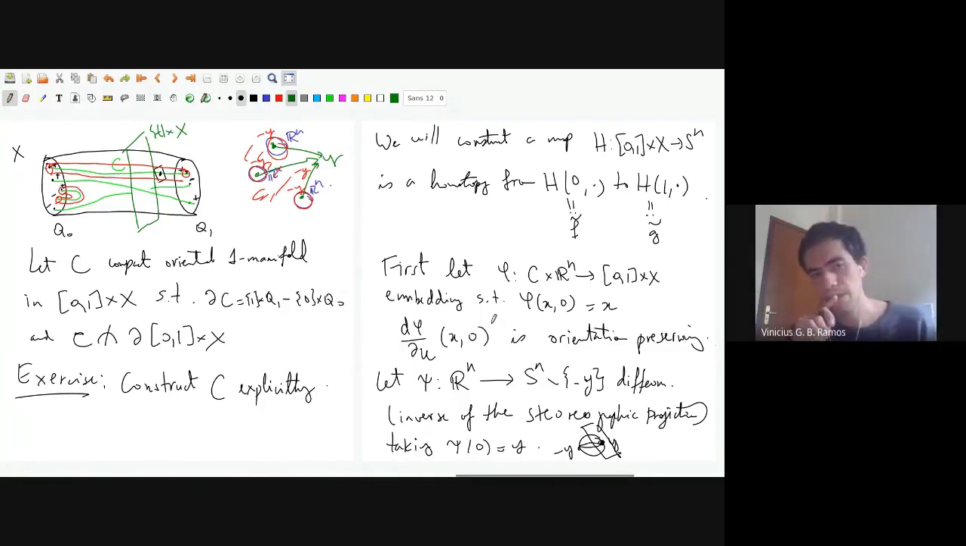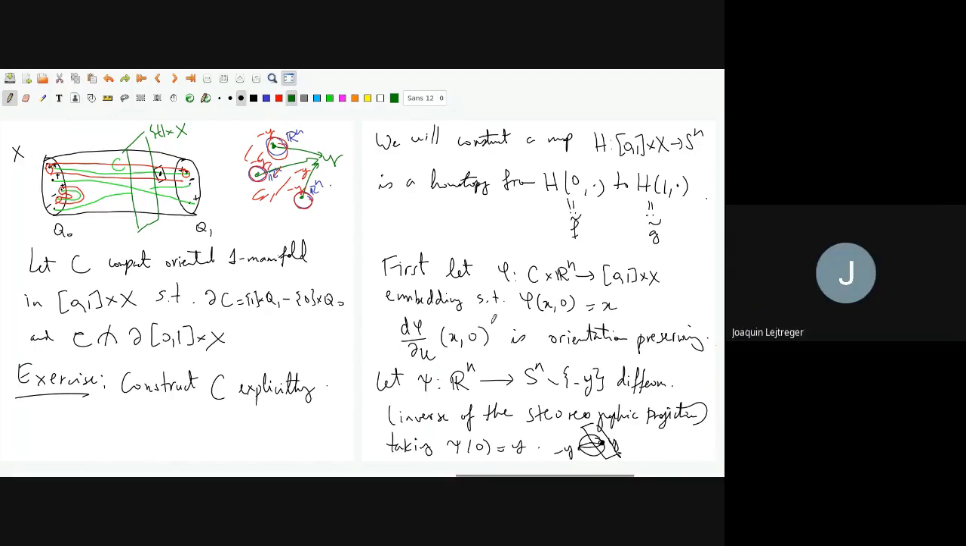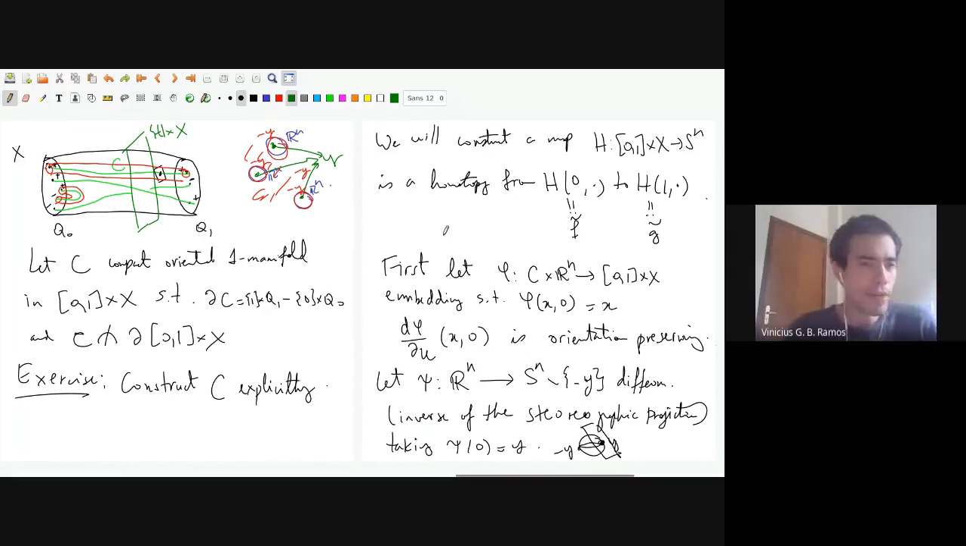And then you define, the great thing about the tubular neighborhood is that you can write the points x, u, where u is in Rn and x is just in C. So the function is going to be defined just on the u coordinate. It goes to Y at 0, and then when you get to the end of Rn, at the end of the tubular neighborhood, it goes to minus Y. The point is that on the boundary of the tubular neighborhood, everything is minus Y. So you can fill in and just define it to be minus Y on the rest.